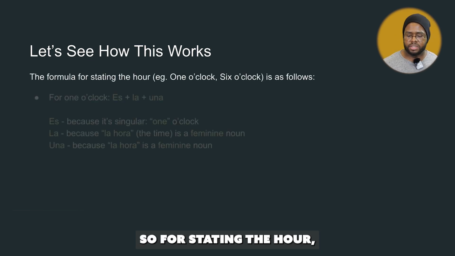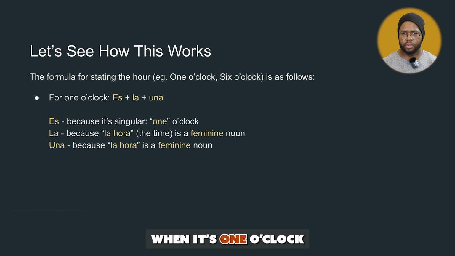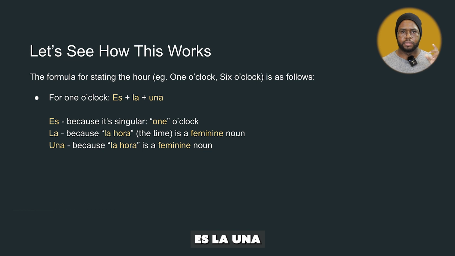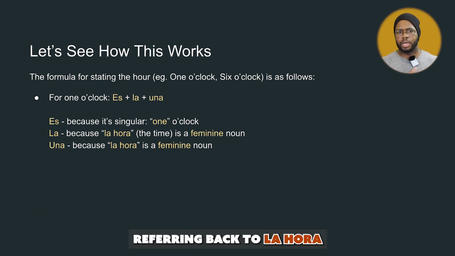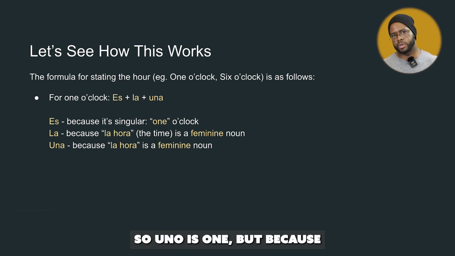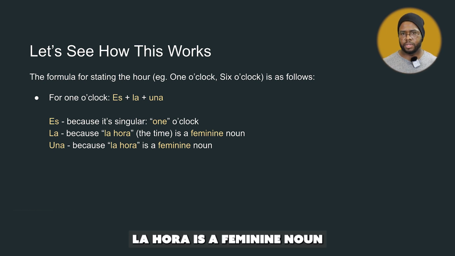So for stating the hour, when it's 1 o'clock, we're going to use the formula es la una. Es la una. It is 1 o'clock. It'd be es because it's singular, la because referring back to la hora, and una because la hora is a feminine noun. So uno is one, but because la hora is a feminine noun, that'll be feminine as well, la una. So es la una, it is 1 o'clock.